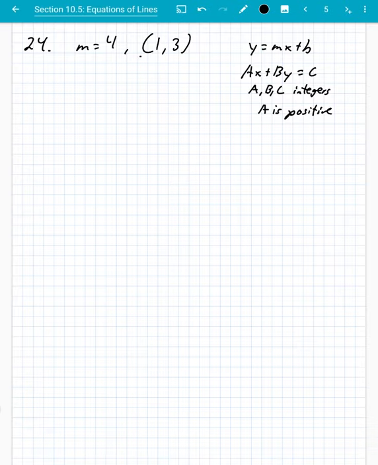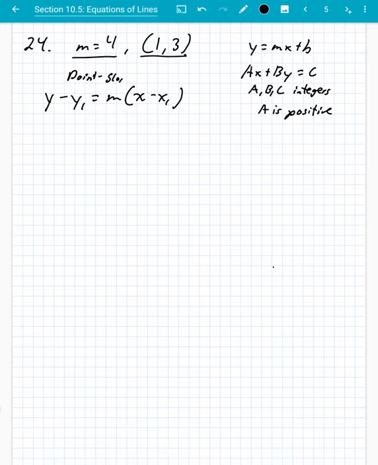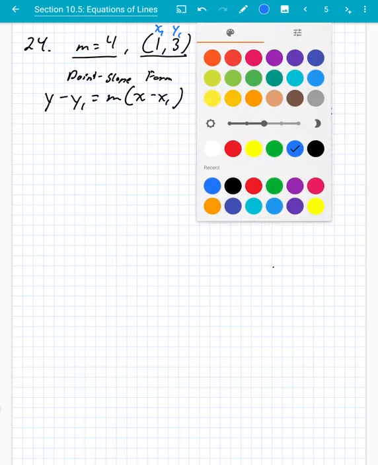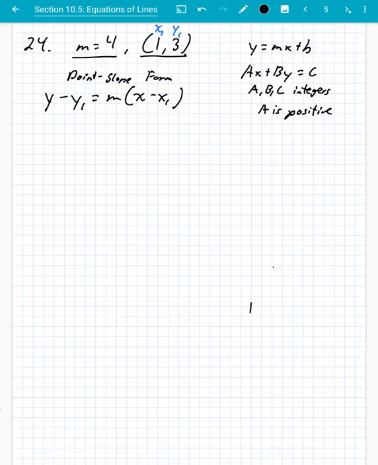So we're given a point and a slope. So let's go ahead and use our point slope form again. We're going to use our point slope form equation. Go ahead and write it down. Again, our x1 is right here, our y1 is right there, and our slope is 4. Substitute all the values. Y minus 3 equals 4 times x minus 1.